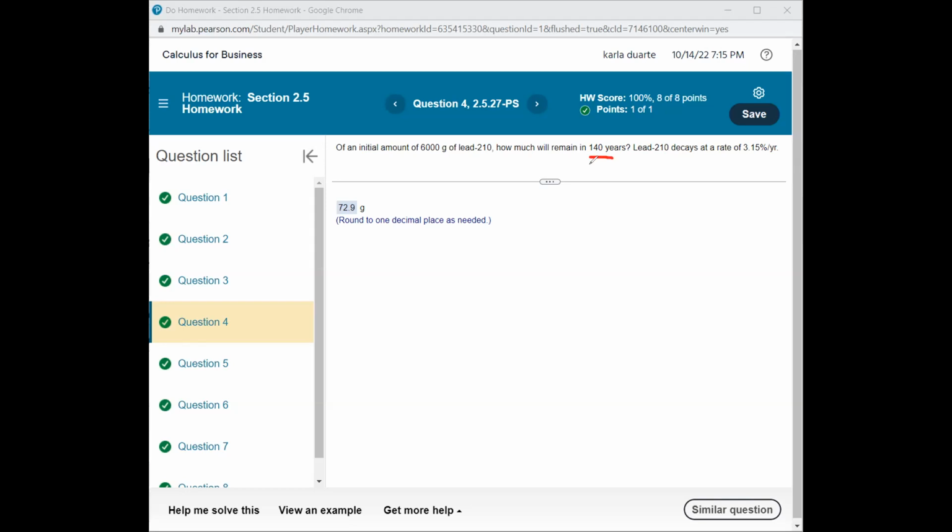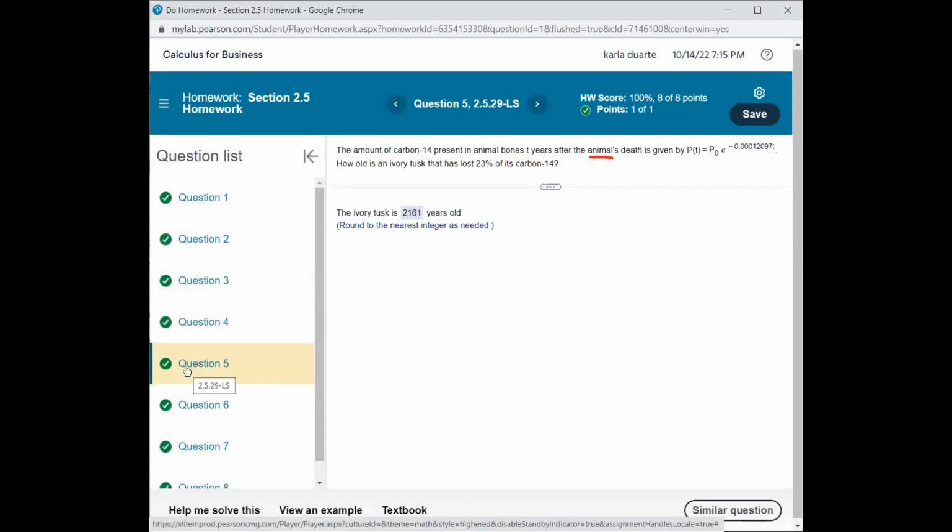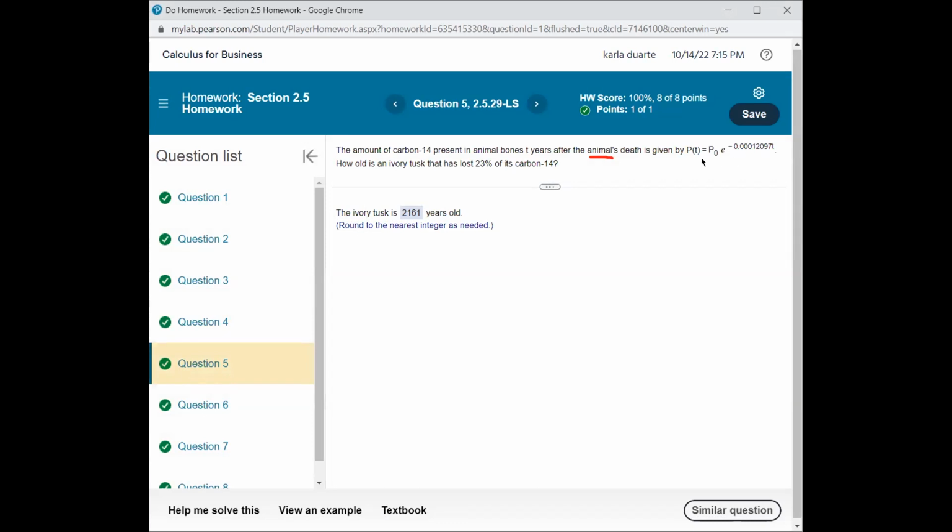Yes, very straightforward. Now the next question is almost that way, but it's got one little nuance in there. Because they give you the formula this time. And your constant is a heck of a number, but it's right here. And then it says, how old is an ivory tusk that has lost 23%? Now, this is the hard part. And it's not that hard. You just have to recognize it.